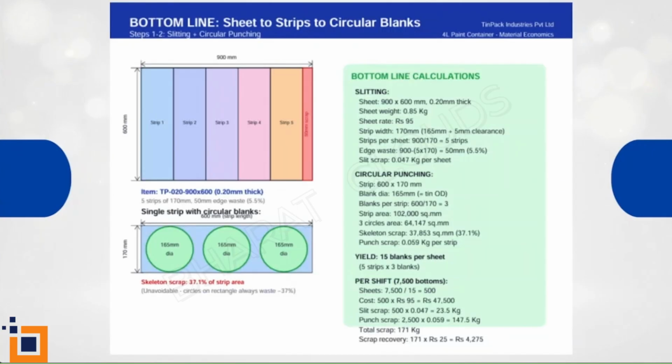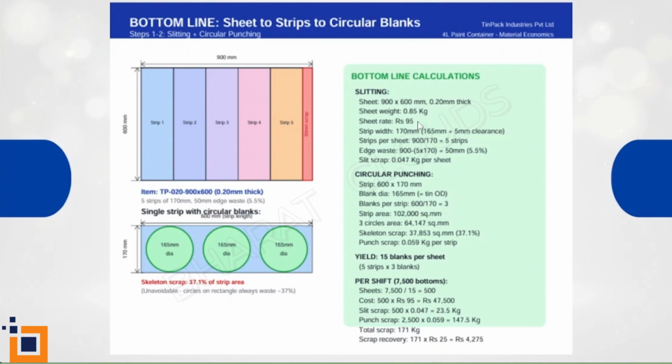The bottom line uses a different sheet, item code TPO20900 extension 600. Thinner at 0.20 mm because the bottom doesn't need the structural strength of the body wall. It weighs 0.85 kilograms and costs 95 rupees per sheet.